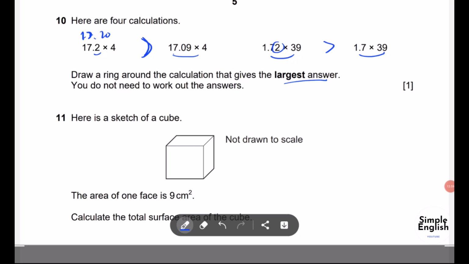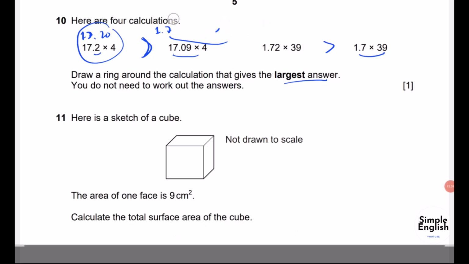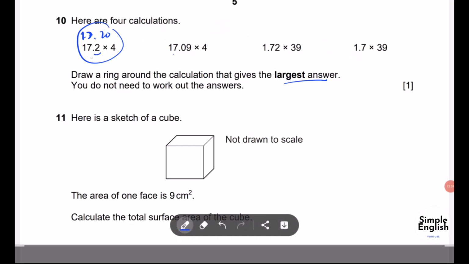Then we need to compare this one to this one. Okay, and I rewrite this one as 1.72 times 10 times 4, so that means 40. And remember, this one is just 39, right? So that's why this one is bigger, the greater. So this is the answer, right? The answer. So the answer must be this one.